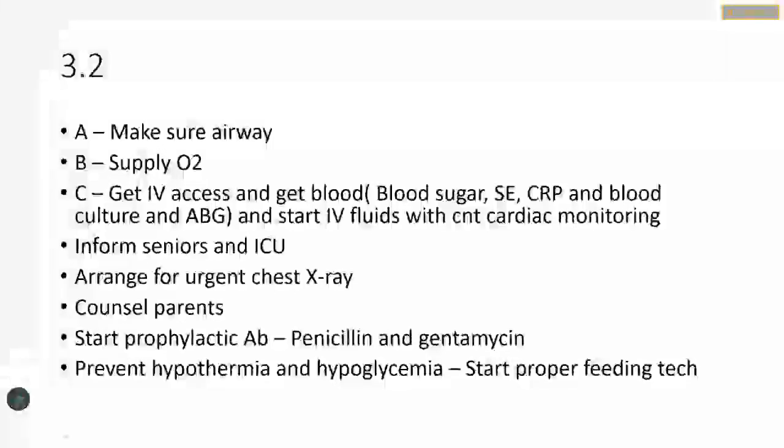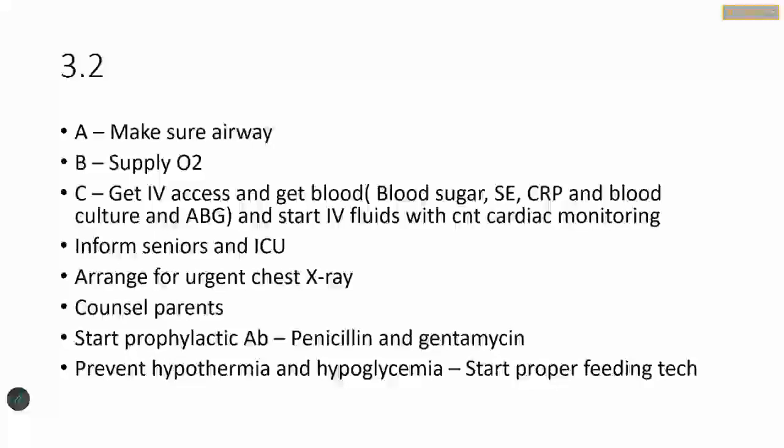So we can approach the child with ABC. We have to make sure the airway is patent because there's a problem with the airway. Also, whenever there's respiratory distress, we have to give oxygen supplementation at the beginning, unless it is a case of diaphragmatic hernia. Here, there is no evidence of diaphragmatic hernia, so we have to give the oxygen supplementation.